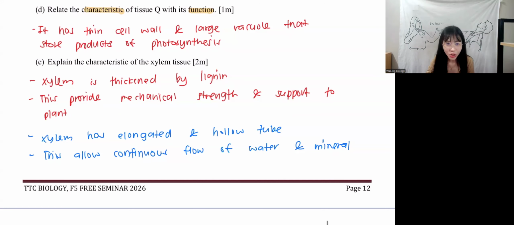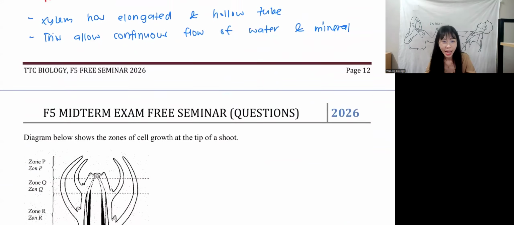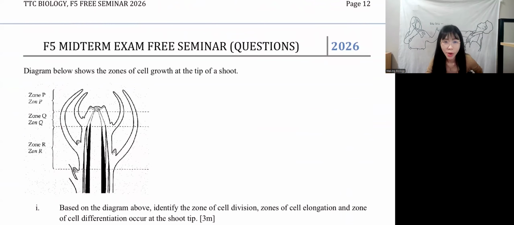Okay, now done. We're going to try the next question for those who have done. I want you to look at this part. We're going to label what is P, Q, R. Okay, they show you this is a shoot tip. If this is a shoot tip, can you tell me whether to look downwards or upwards? Which direction? Downwards or upwards?